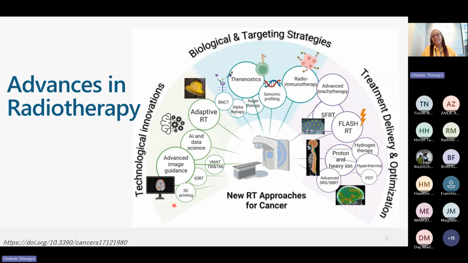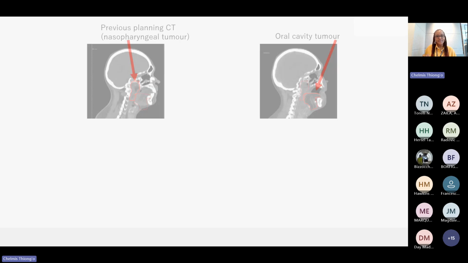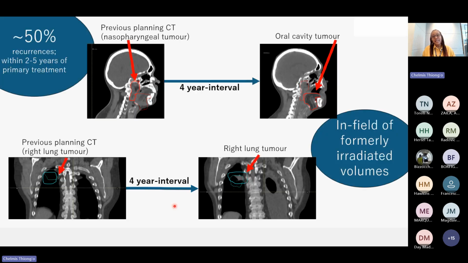In recent years, technical advances in radiotherapy have enabled high-targeted radiotherapy to well-defined volumes while maximally sparing healthy tissue. However, even though we are getting very good at treating cancer, we see tumors coming back or new tumors developing in areas that have already been irradiated. For example, nearly half of patients with primary head and neck or lung cancer experience recurrence within 2 to 5 years of the initial treatment, mostly within formerly radiated regions.